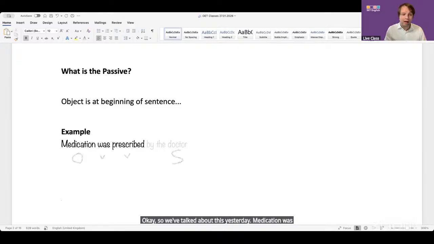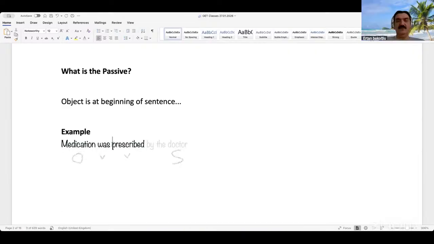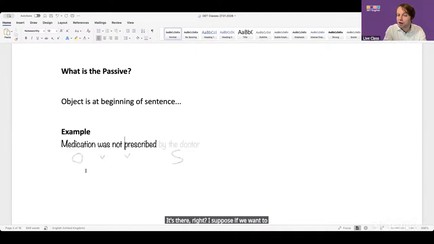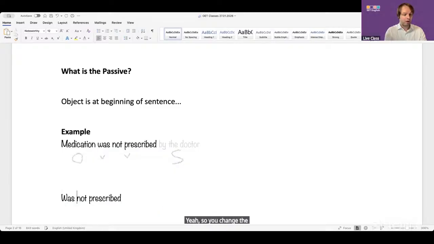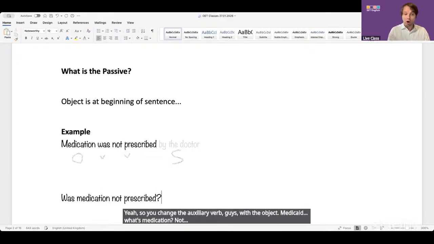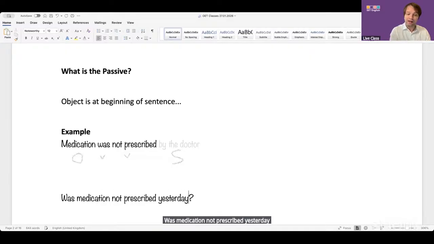Medication was prescribed. If I want to make a negative, Ertan, how do I make a negative? Medication was not prescribed. It's there, right? I suppose if we want to make a question, Camilla, how do I make a question? It would be, was medication prescribed? Yeah, so you change the auxiliary verb, guys, with the object. Was medication not prescribed yesterday? You could say like that. Okay, so this is the passive.